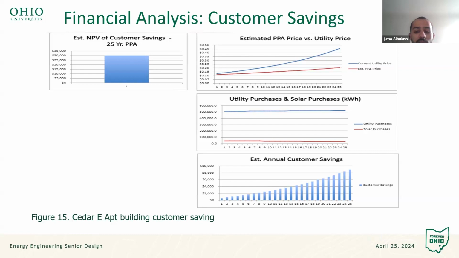In the middle graph, we are looking at the comparison between utility and solar energy usage in kilowatt hours. As we can see, the amount of energy brought from the utility doesn't change that much, showing that our solar setup is doing a good job. And the graph in the bottom shows how much the customer will save each year.